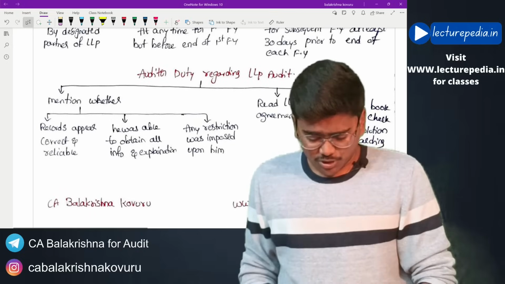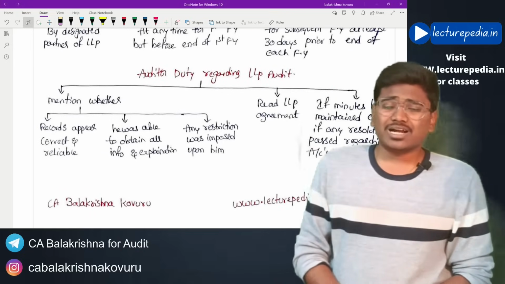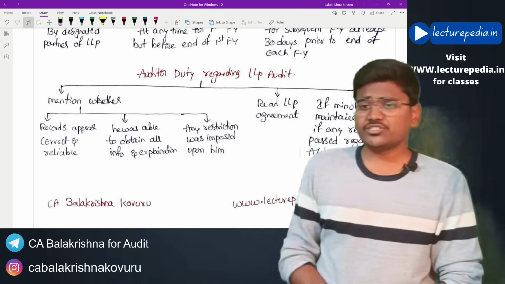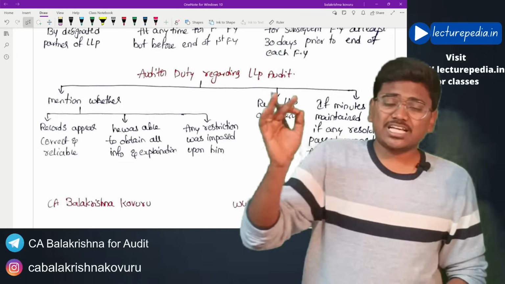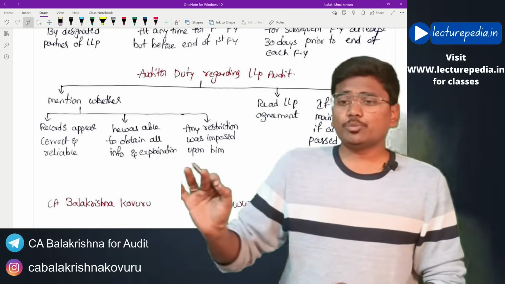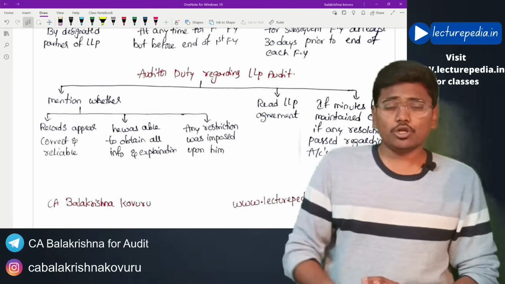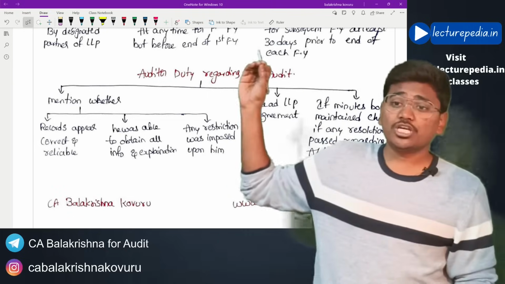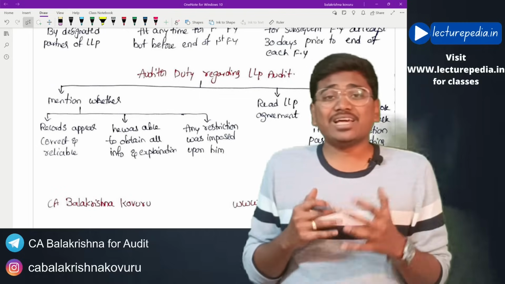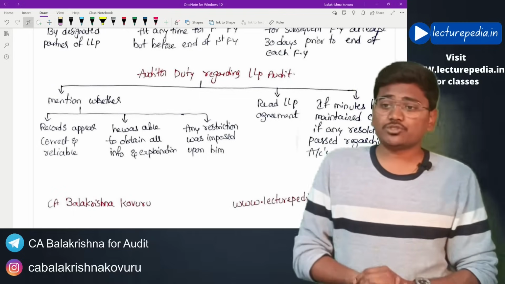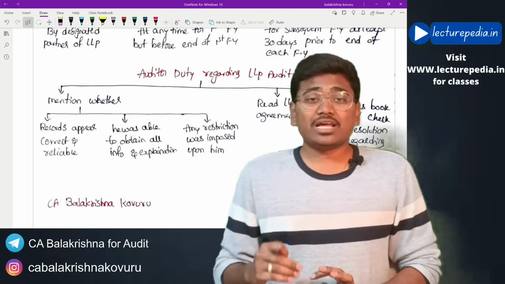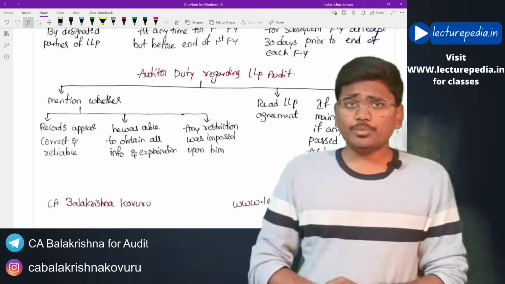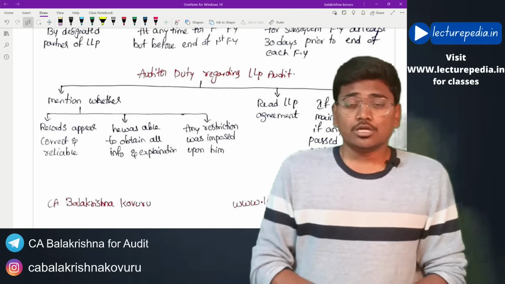And what are the duties of the auditor with regard to conducting audit of LLP? First of all, in his audit report, he has to mention whether records that have been maintained by the LLP appear to be correct and reliable or not. Then he has to report whether he was able to obtain all information and explanation that were necessary for the purpose of his audit, and whether there were any restrictions that have been imposed on him by the LLP during his audit.